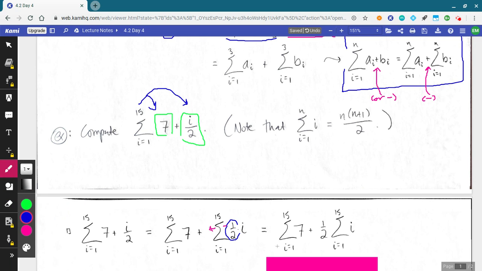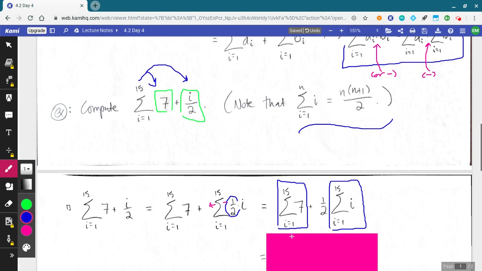And this is a great place to be because over on the left, this is a sum of a constant. We know how those work from our first rule above. And over here on the right, we have a sum of i. And we know how those work from our formula that was handed to us. So we can use that here. Adding up 7, 15 times is going to give us 15 times 7.